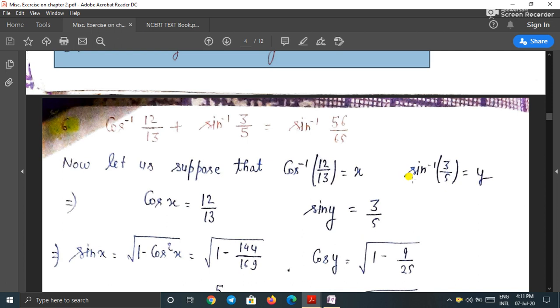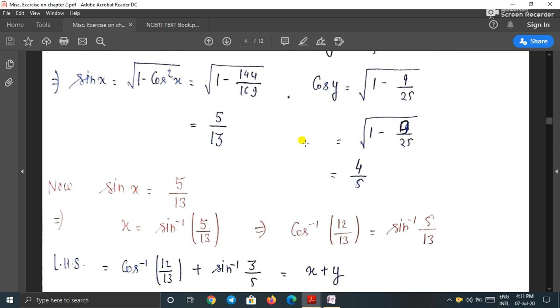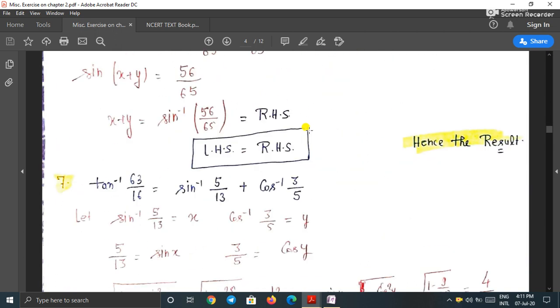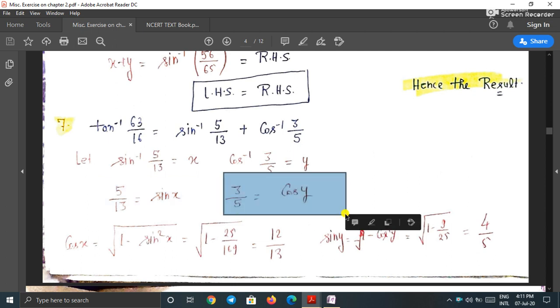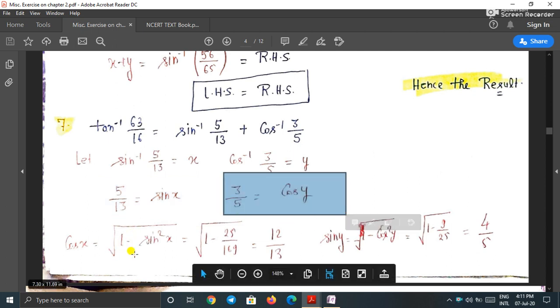Now see the next problem. Cos inverse 12 upon 13 plus sin inverse 3 upon 5. Same as the previous problem. Now see the next. Sin inverse 5 upon 13 plus cos inverse 3 upon 5. We have no property of sin inverse x plus cos inverse y. So let us suppose that sin inverse 5 upon 13 is equal to x. Cos inverse 3 upon 5 is equal to y. So 5 upon 13 is equal to sin x and 3 upon 5 is equal to cos y. Now find the value of cos x and sin y.